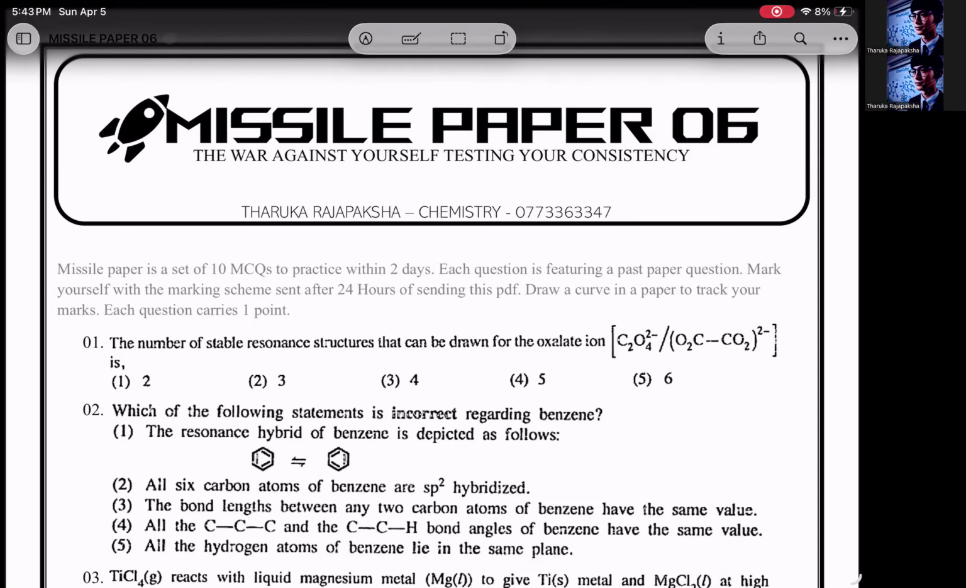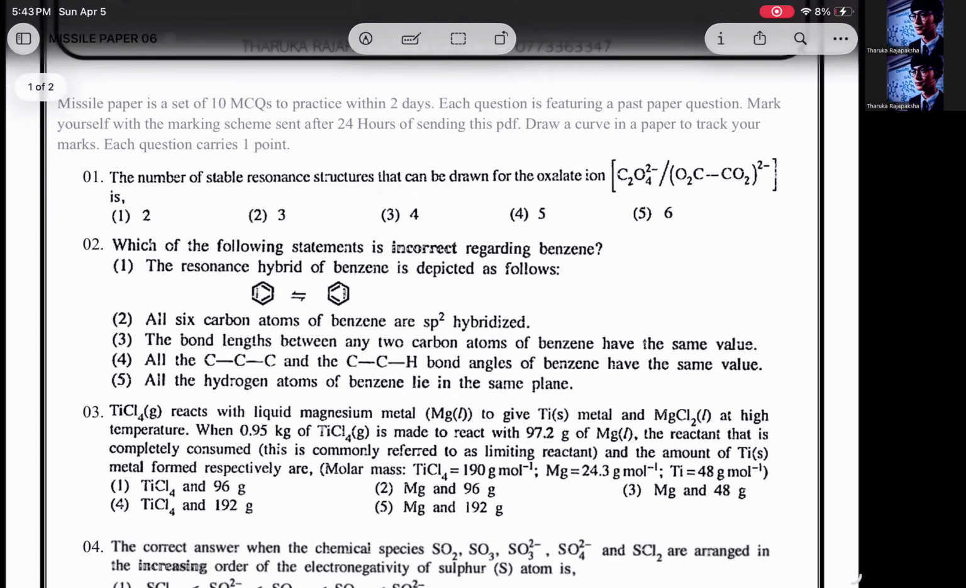So, you're joining me for the MISSILE paper number 6 CQ discussion. Let's go for the first one. Number of stable, this word is important, the number of stable resonance structures that can be drawn for oxalate ion.